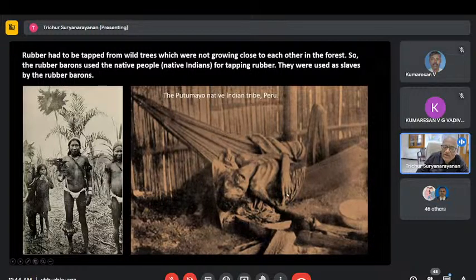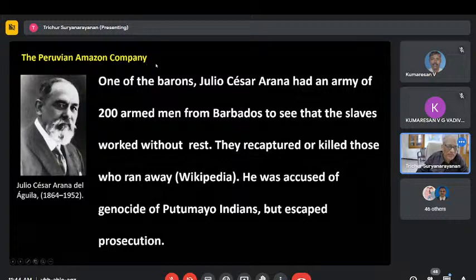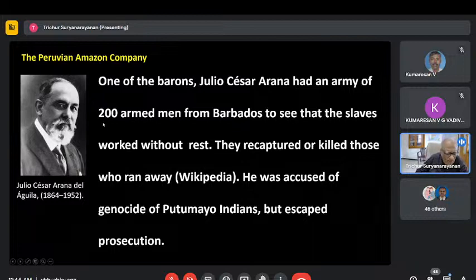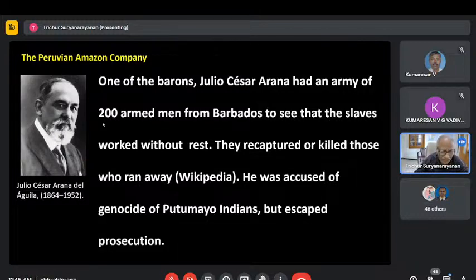See the one person who had died. This is his leg. Can you imagine the ribs? Absolutely a very cruel life. One businessman by name Julius Caesar Arana had a company called the Peruvian Amazon Company. He had an army. He had many of these native people as slaves to collect rubber.